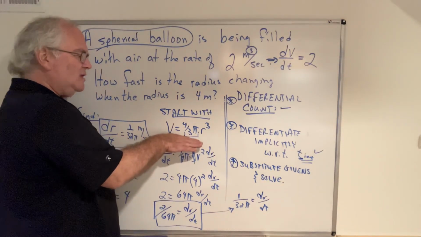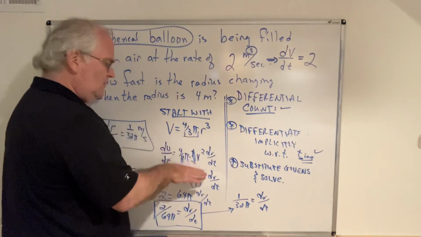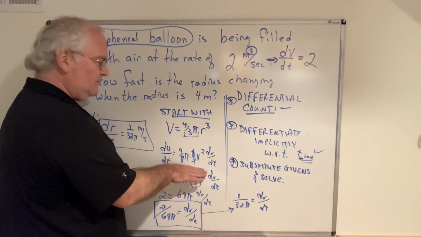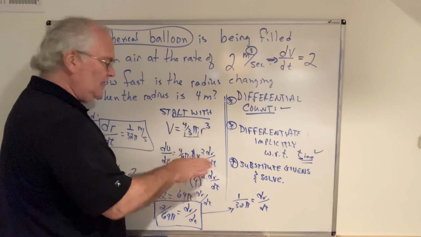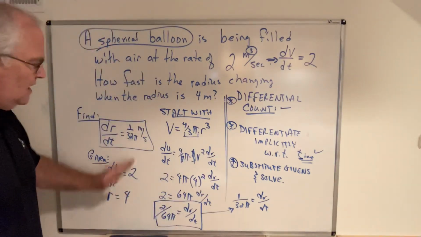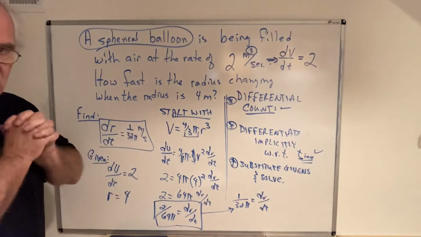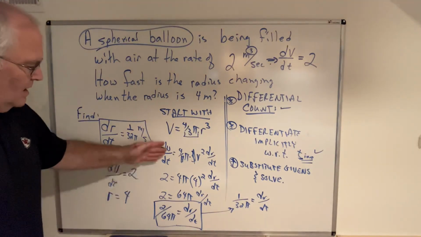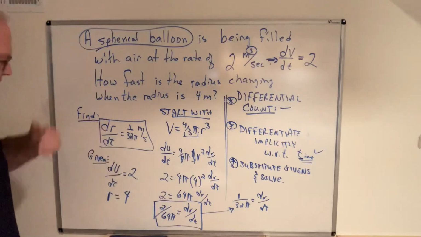Once the differential count is correct, then you create them. Then you take the derivative of both sides of the equation. Then, and only then, do you substitute the given values. Do not put the given values in too soon. You get garbage. And so substitute and solve, and that's the value we get.